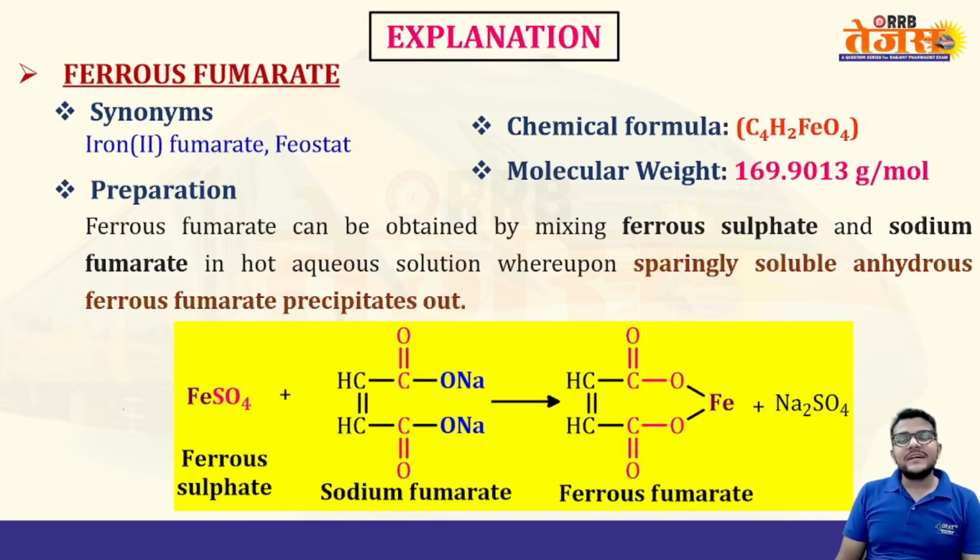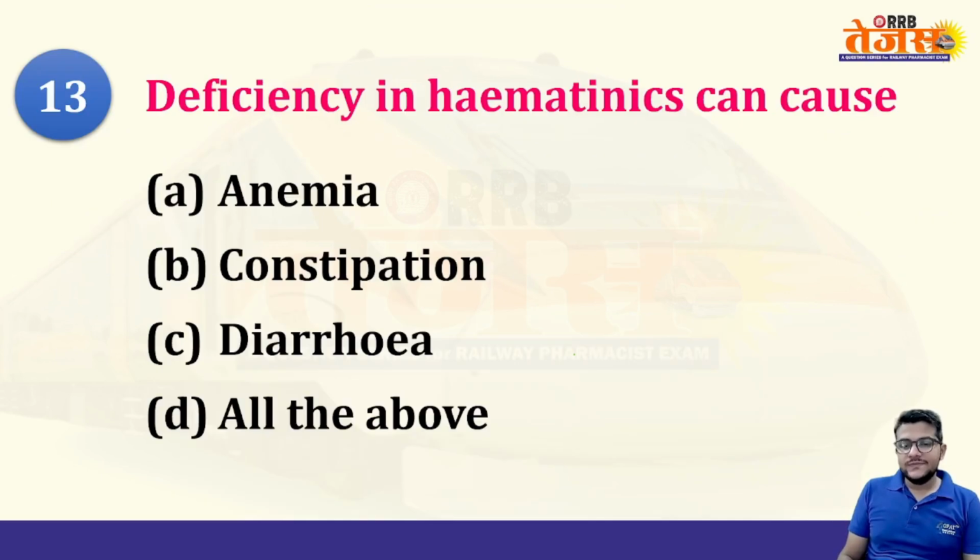The ferrous fumarate has the chemical formula C4H2FeO4 and a molecular weight of 169.9, and its synonym is Fersamal. Ferrous fumarate is also called iron fumarate, and it is formed by the reaction between ferrous sulfate and sodium fumarate. So ferrous sulfate and sodium fumarate, from the previous options, are the precursors of ferrous fumarate. Got it?